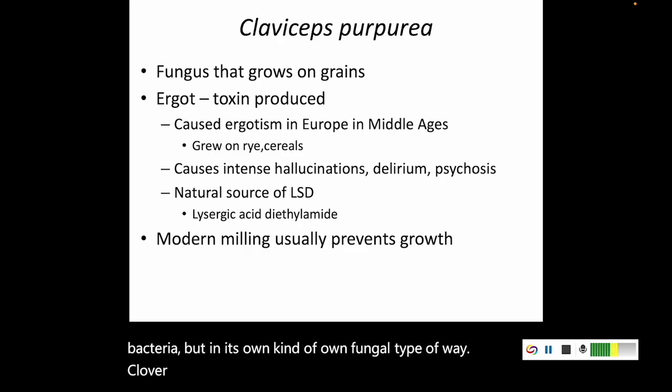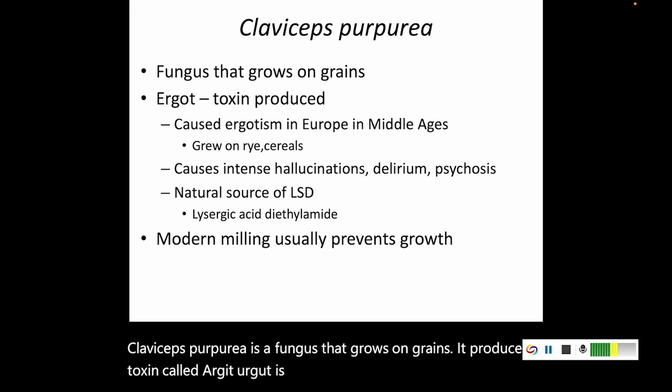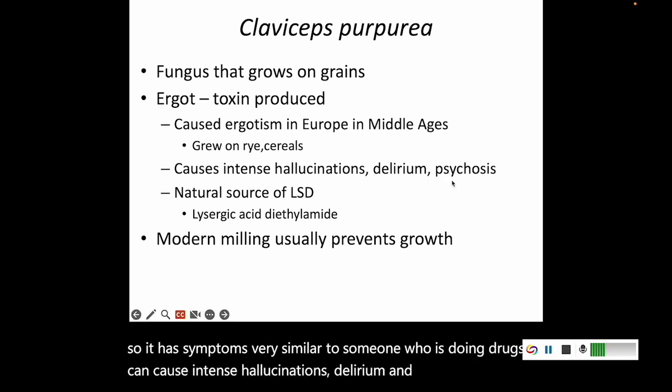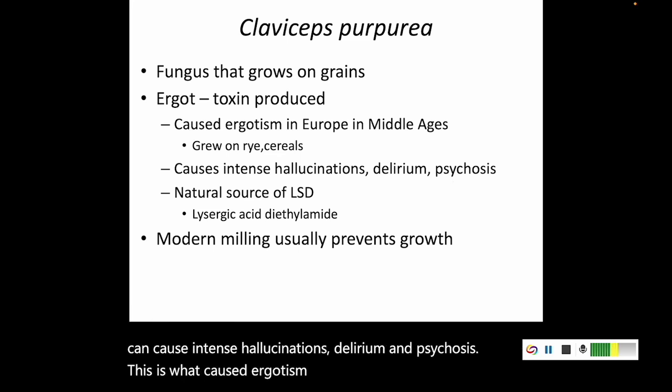Claviceps purpurea is a fungus that grows on grains. It produces a toxin called ergot. Ergot is a toxin that is a natural source of LSD. So it has symptoms very similar to someone who is doing drugs. It can cause intense hallucinations, delirium, and psychosis. This is what caused ergotism in Europe in the Middle Ages.